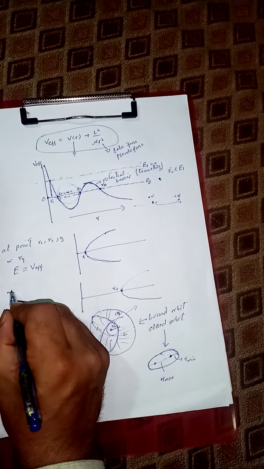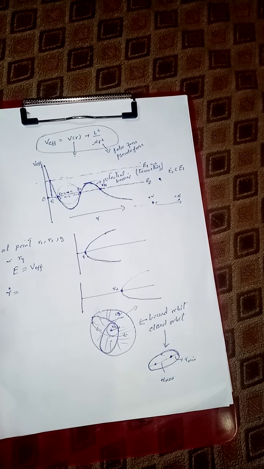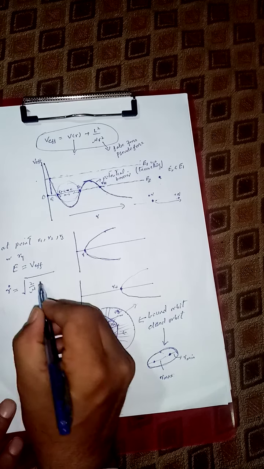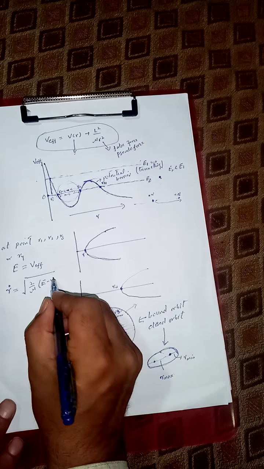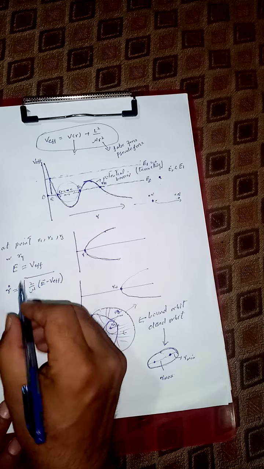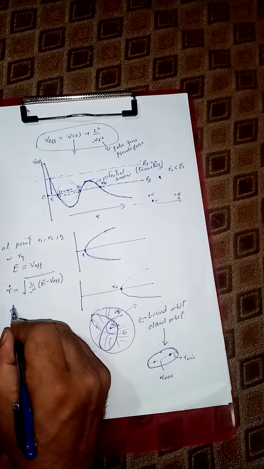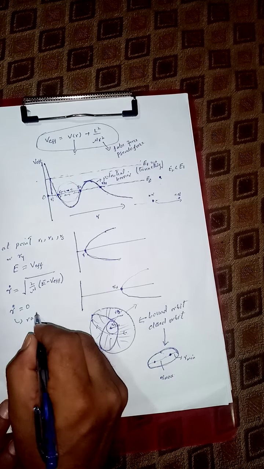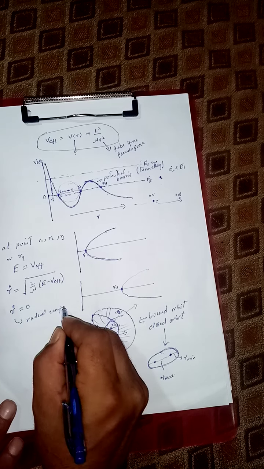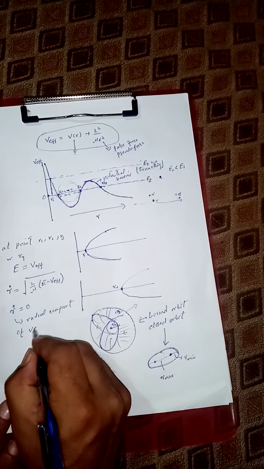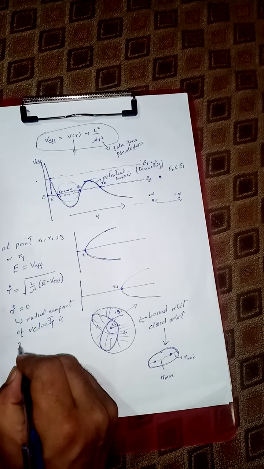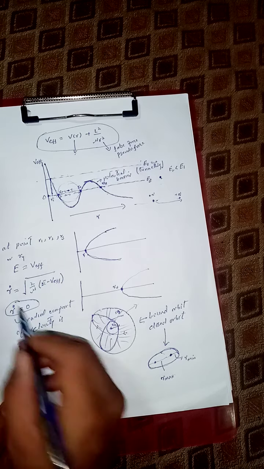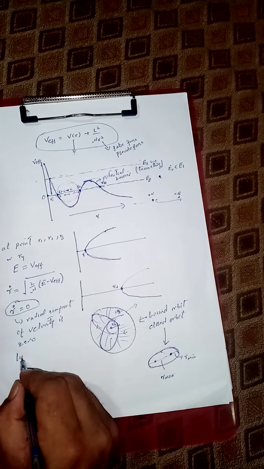And we already calculated the relation for the velocity of the particle. The radial component of the velocity of the particle is equal to the square root of 2 over mu times (E minus V effective). Now, at this point, E is equal to V effective. So at this point, r dot is equal to 0, or the radial component of velocity is 0. Those points at which the radial component of velocity is 0 are called turning points.